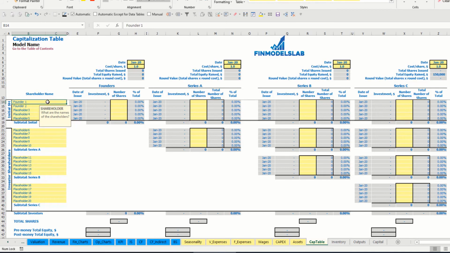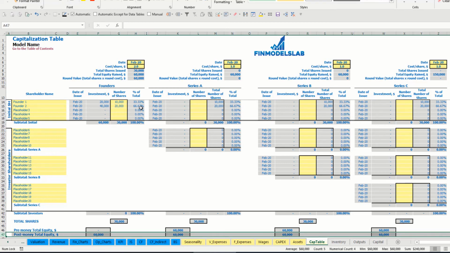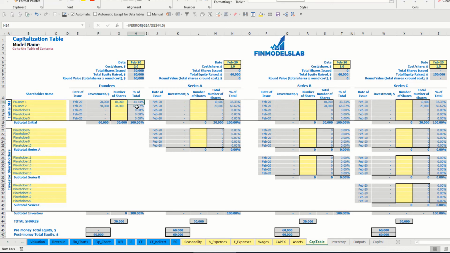So total amount of shares for founder 1 can be 10,000, for founder number 2, 20,000. Let's imagine that cost of share will be $2 and the date of founding is February. This means that investment for founder 1 is $20,000, for founder 2 is $40,000. In total, they invest $60,000, which you may see here.